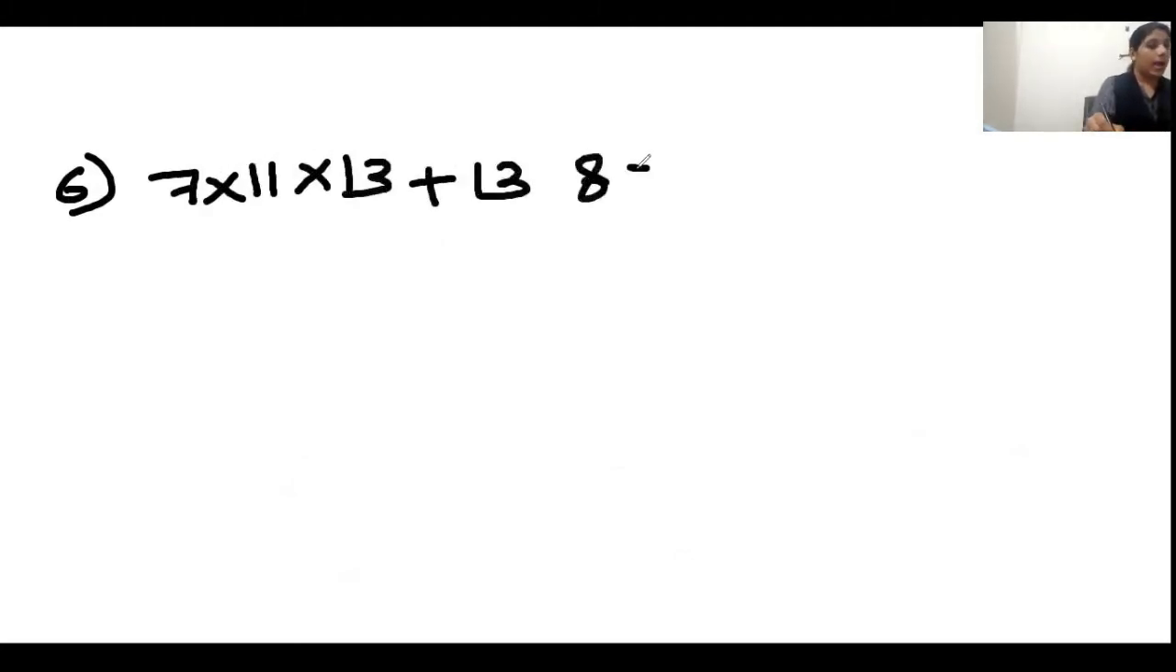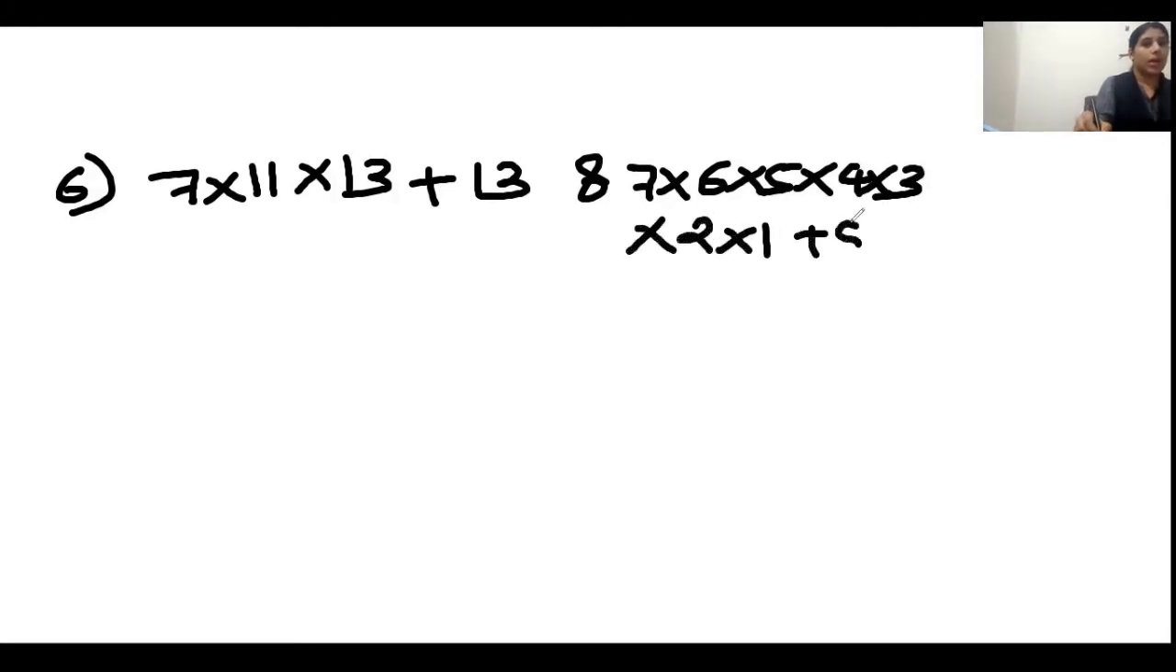Next question is the sixth question. Explain why 7 into 11 into 13 plus 13 and 7 into 6 into 5 into 4 into 3 into 2 into 1 plus 5 are composite numbers.